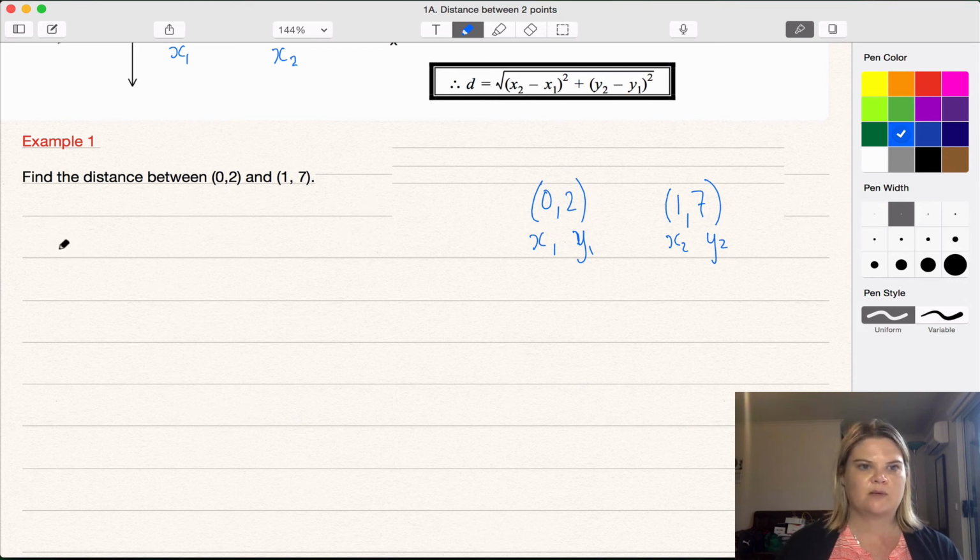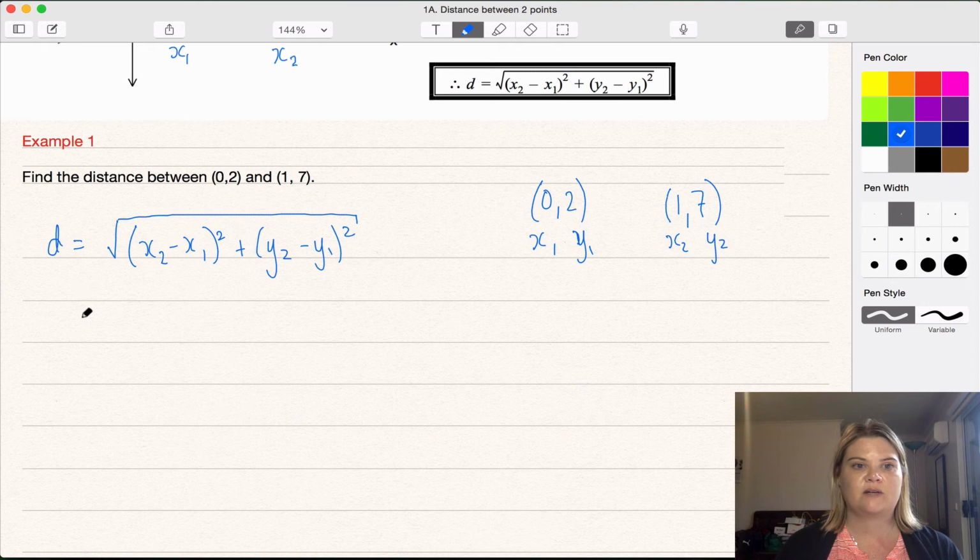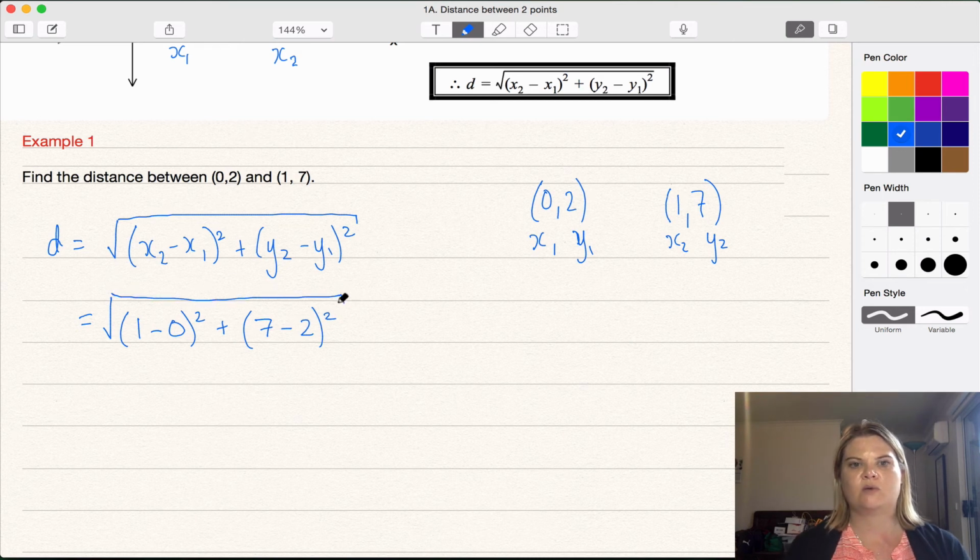So first up, I'm going to write out the formula that I'm choosing to use. Now I need to substitute the values in. So for x2, I'm going to put 1. Start with the square root and the bracket. 1, take away x1, 0, squared, plus y2, which is 7, take away y1, which is 2, 7 take away 2 squared. Make sure your square root sign goes all the way to the end of the equation. Simplify this. 1 take 0 is 1 squared, plus 7 take 2 is 5 squared.